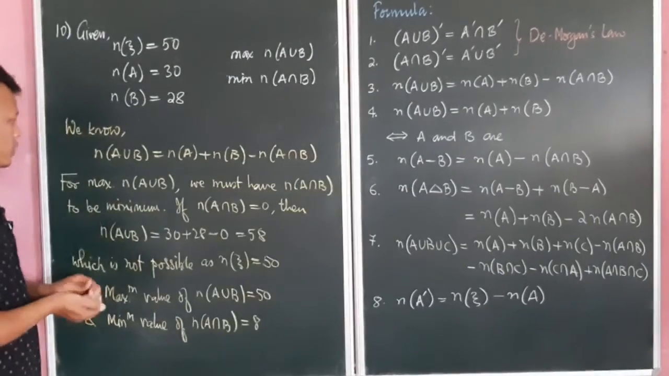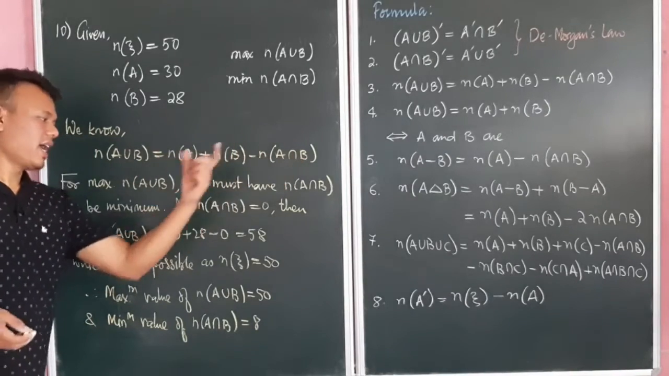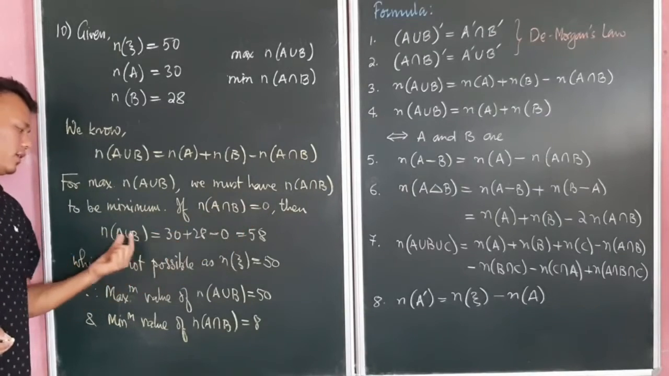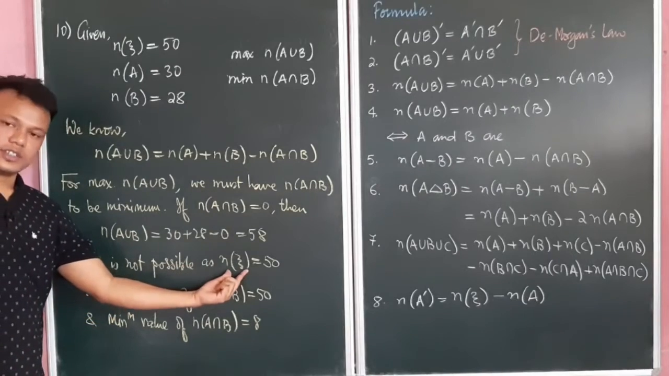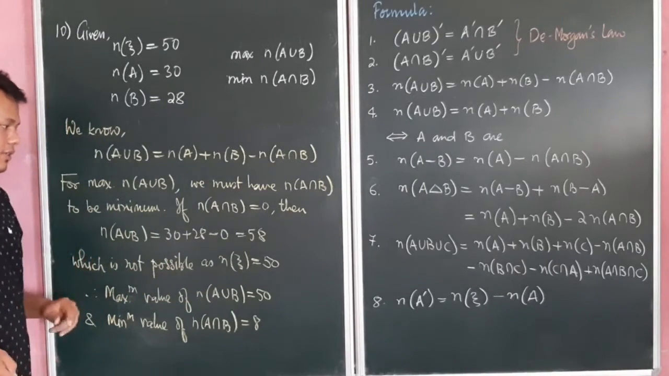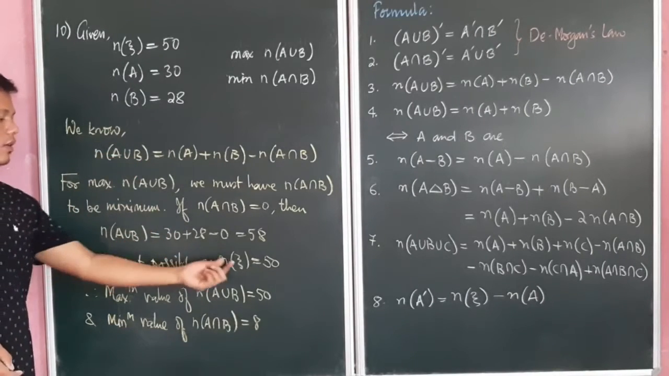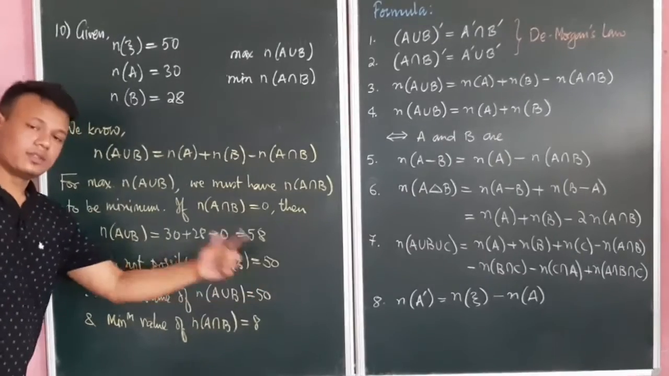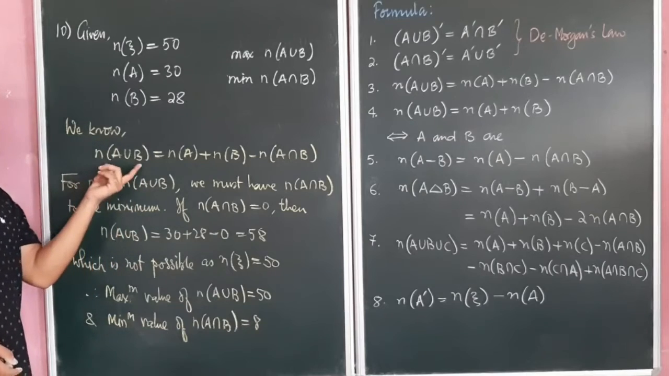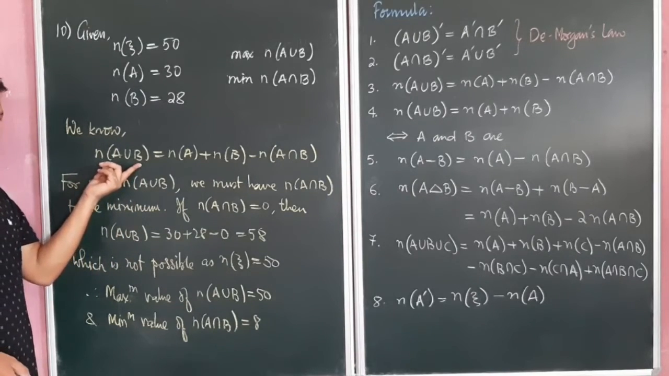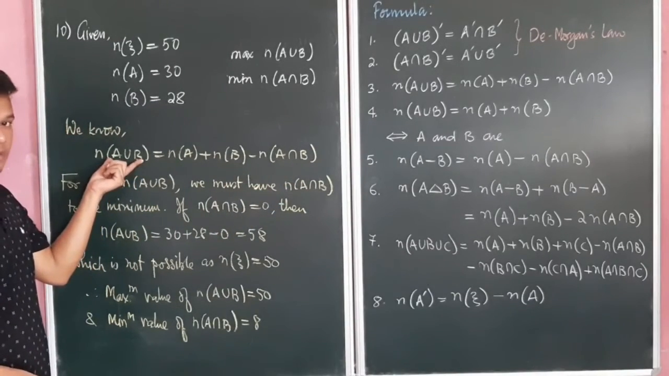Alright? Okay, so as I said, for maximum this has to be least, and if this is made 0, then we get that n of A union B contains 58 elements, which is not possible as the universal set contains 50 elements. That means the maximum value that this can attain is only 50. Now if this is my maximum, I said this has to be minimum in order to make this maximum, right?